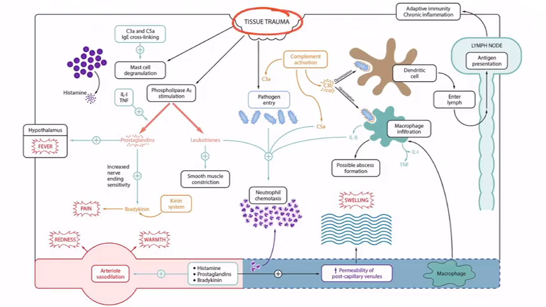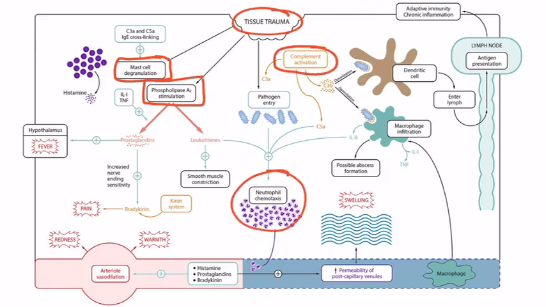Okay, so there's tissue trauma, and immediately we get mast cell degranulation and phospholipase A2 stimulation and complement activation. After about 24 hours, we get neutrophil infiltration. Then 2 to 3 days later, we get macrophage infiltration. You can see the macrophage leaving the postcapillary venule and entering the inflamed tissue. So with that timeline, let's go back to the immediate response, starting with the mast cells.